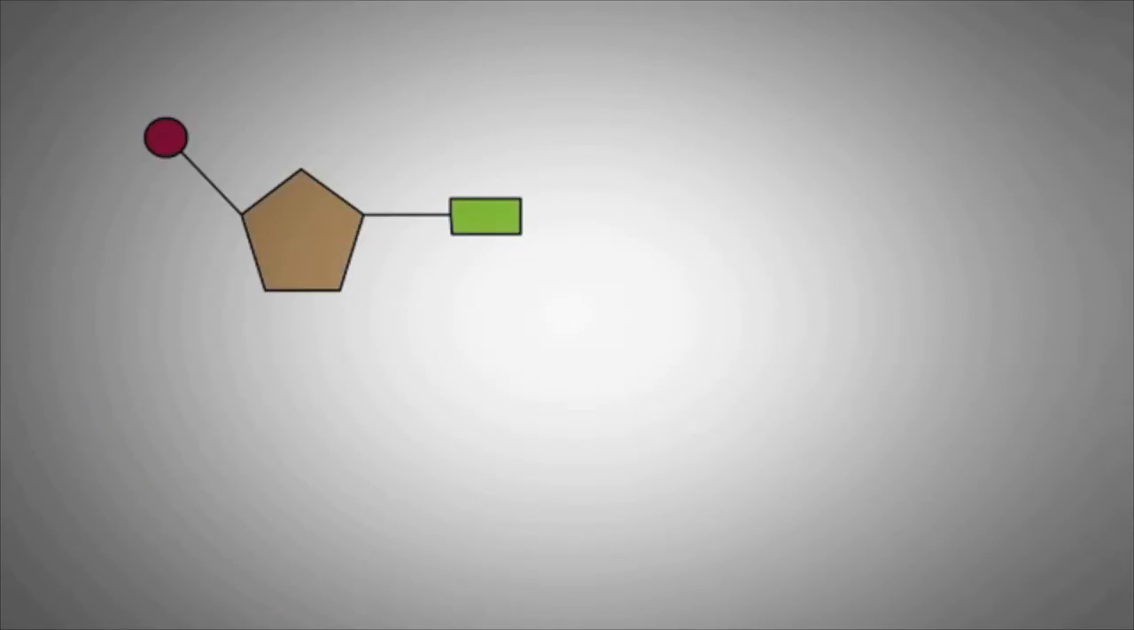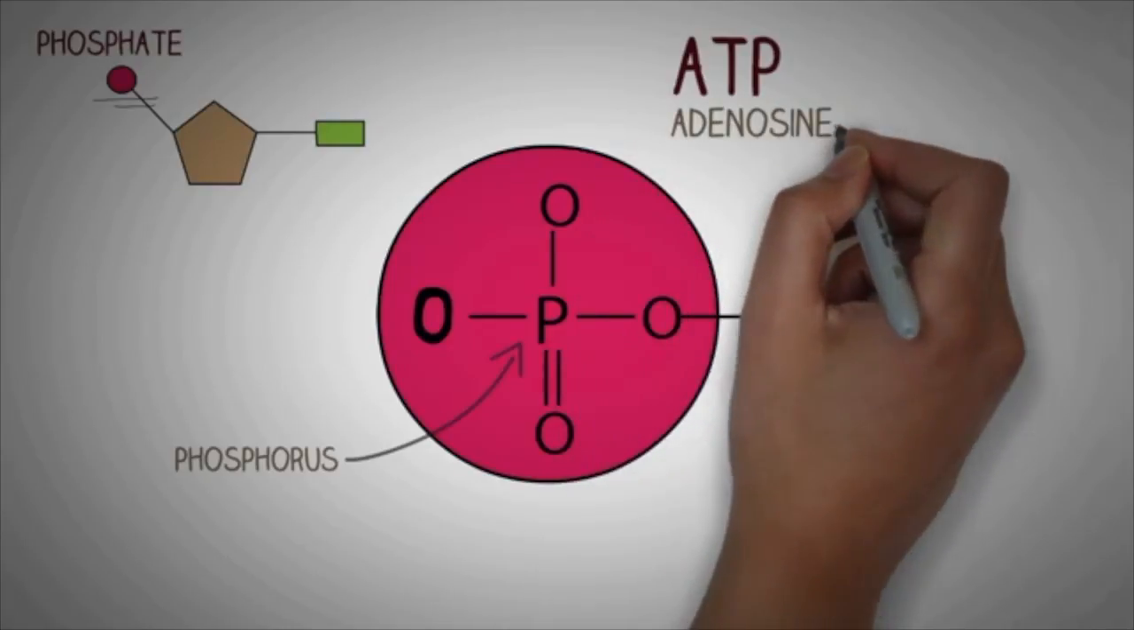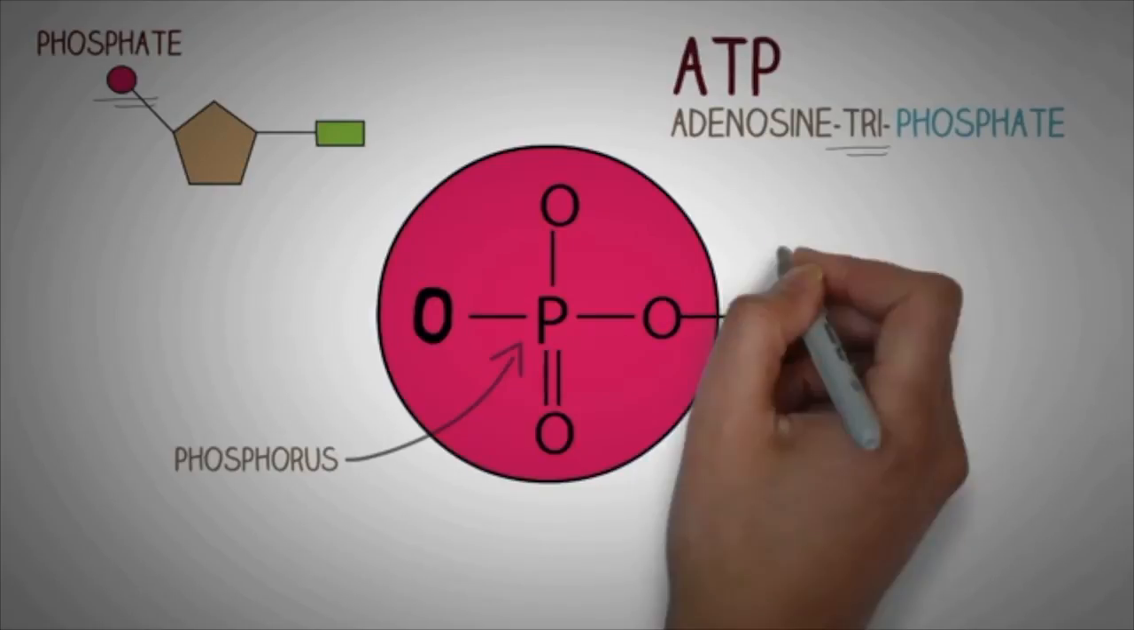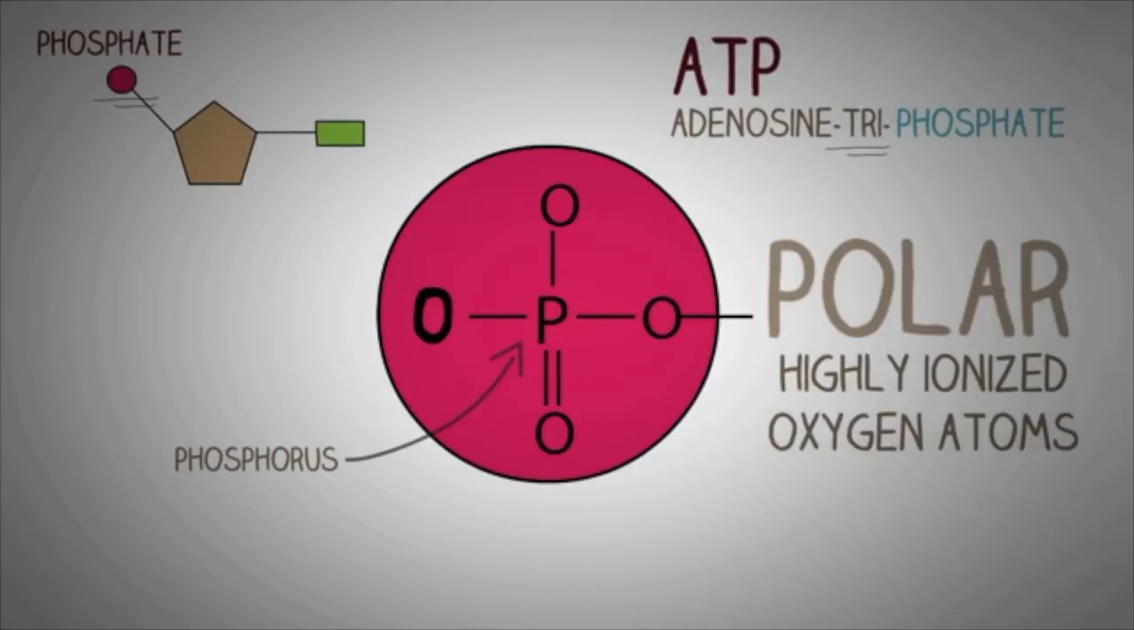The next important group to study in the structure of a nucleotide is the phosphate group, which is this entity right here. The phosphate group consists of a phosphorus atom in the center to which 4 oxygen atoms are attached, which are negatively charged. The phosphate group is the same phosphate group which is present in adenosine triphosphate, the energy carrying molecule of the body. However, in ATP we have 3 molecules of phosphate which are attached to one another by high energy phosphodiester bonds. The phosphate group is a polar molecule due to the presence of highly ionized oxygen atoms which impart negative charge to the phosphate group.